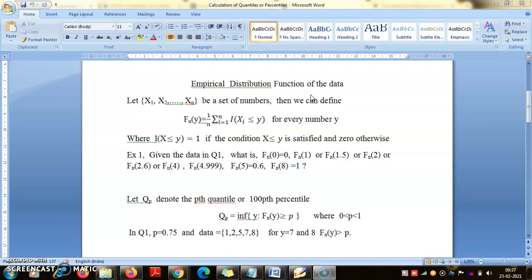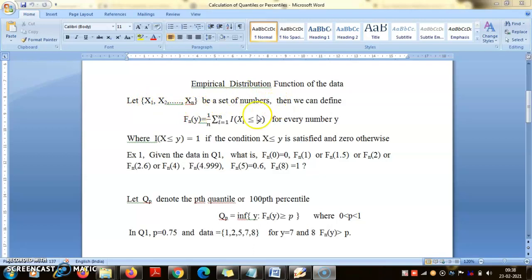But in general, in probability and statistics, even in advanced courses, this function F_n(y) is of great value, and we study its mathematical properties in detail. So anyway, without getting into all those, let me simply introduce it. So I have a set of numbers x1, x2, ..., xn.